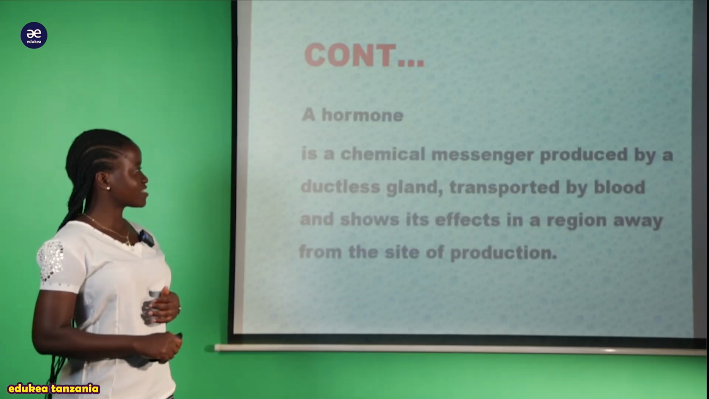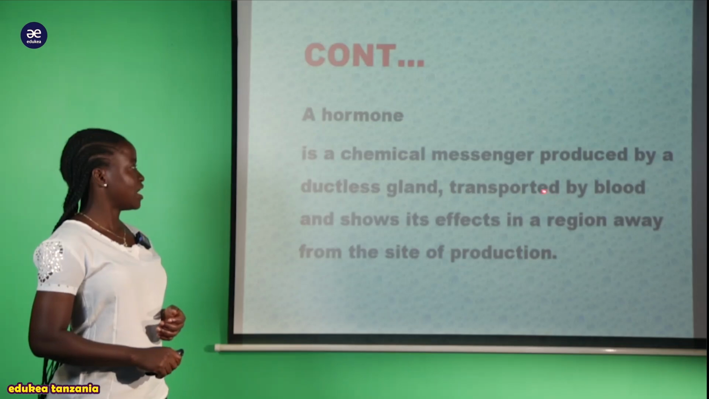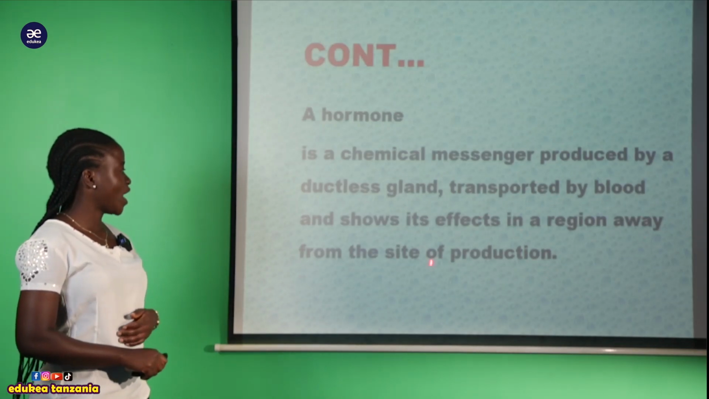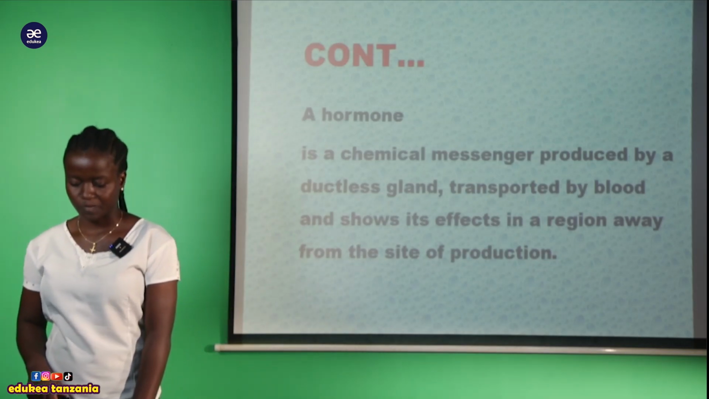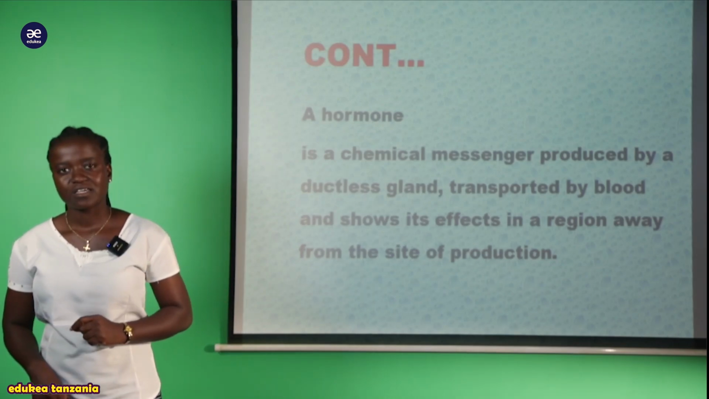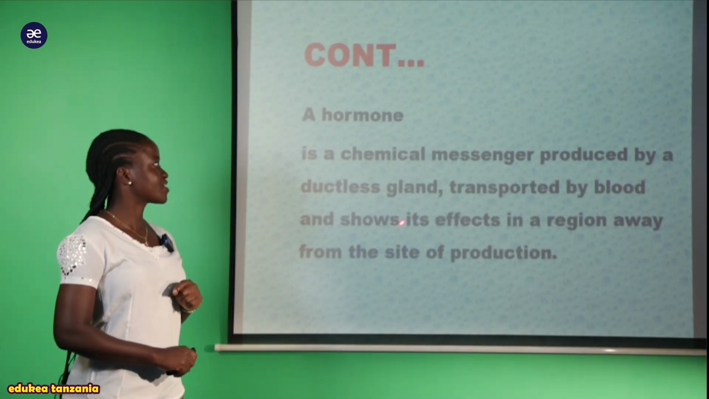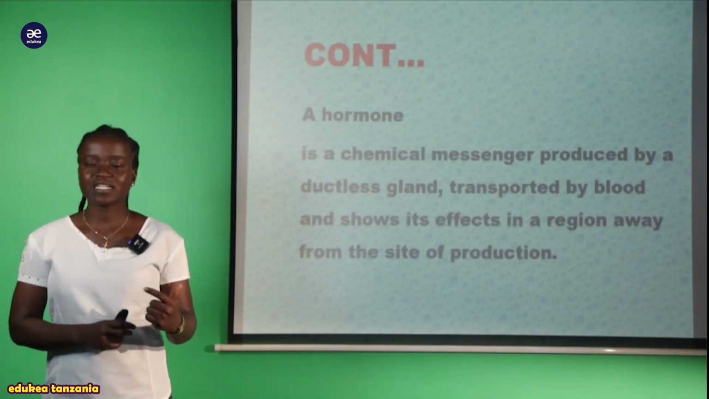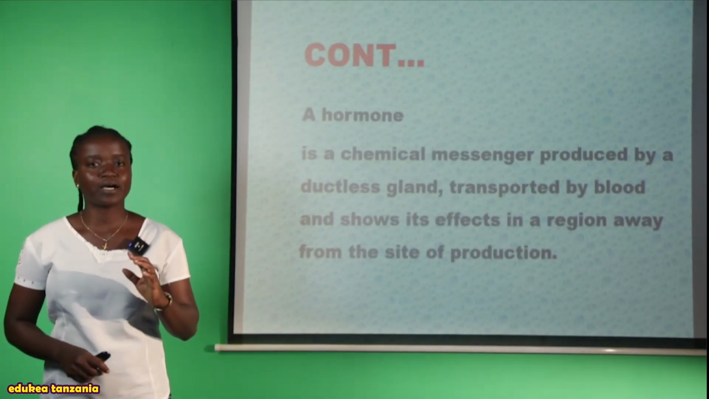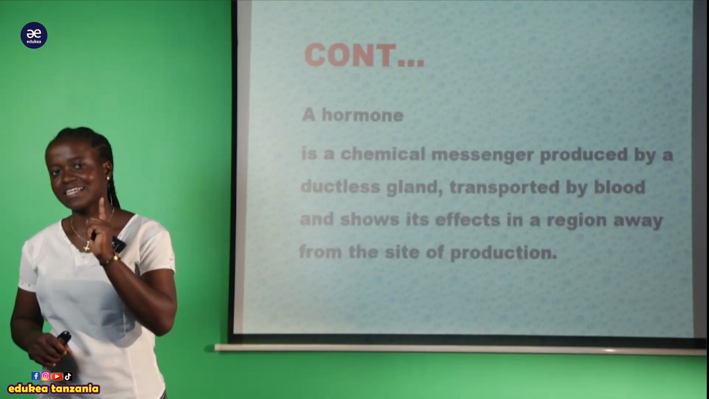But the hormones are chemical messengers produced by the ductless glands, transported by the blood, and they show their effect in a region away from their site of production. That is the hormones. The hormone is a chemical messenger which is secreted by a ductless gland. When we say ductless gland, it means the endocrine gland, which is what we call the ductless gland.